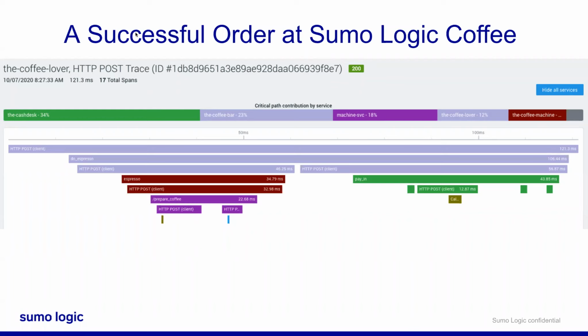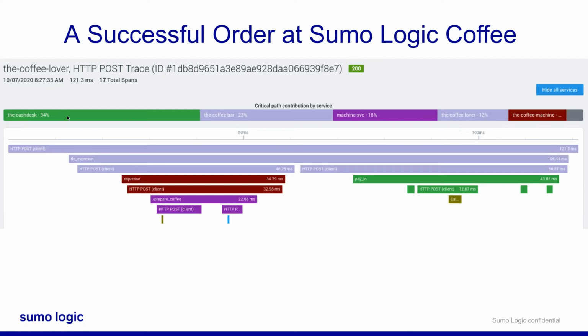So I was talking about how this is a successful order at Sumo Logic Coffee. This is the transaction ID, or the trace ID. And then the status code of 200 represents a successful order. And what we see in this first bar are the components that take place when an order is requested.